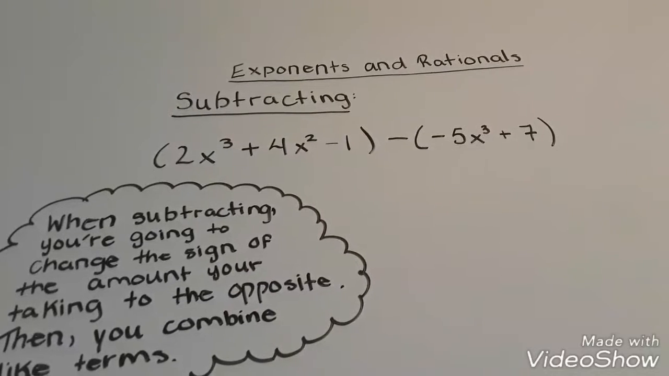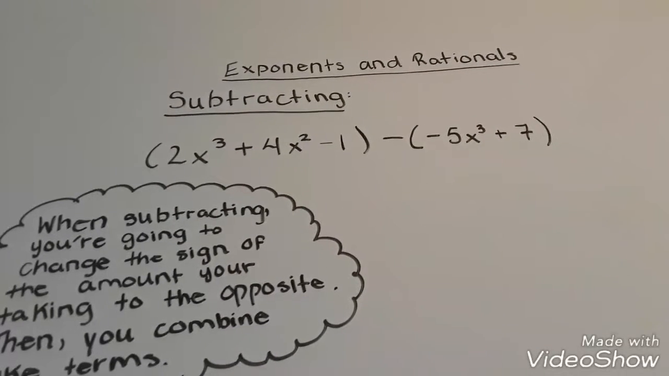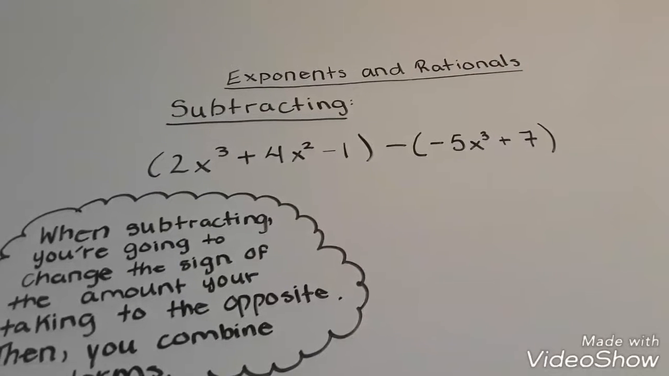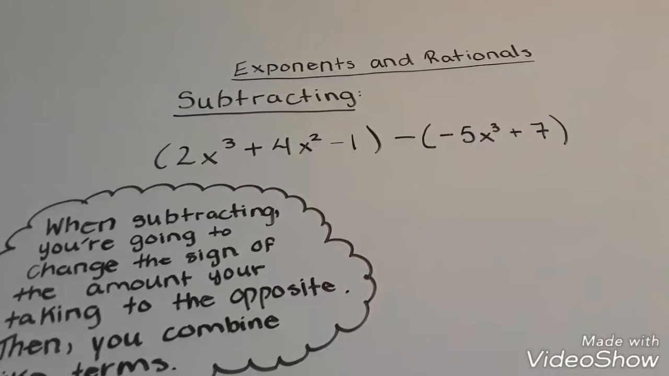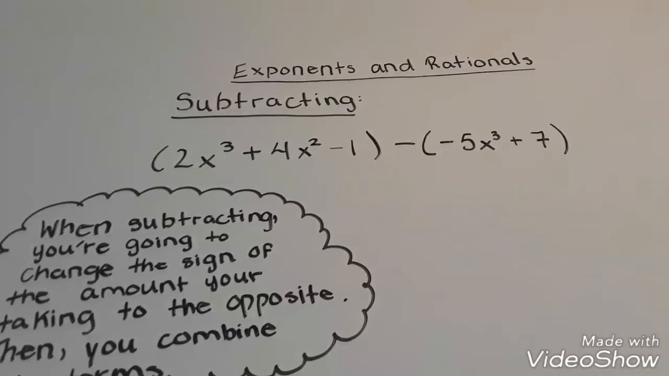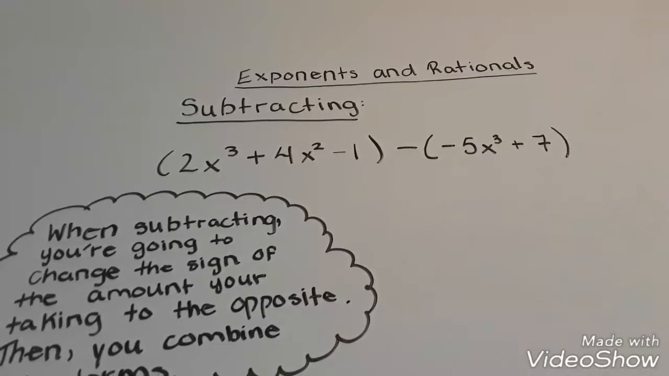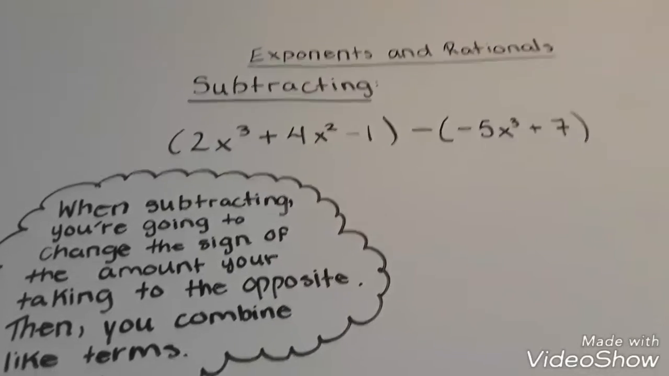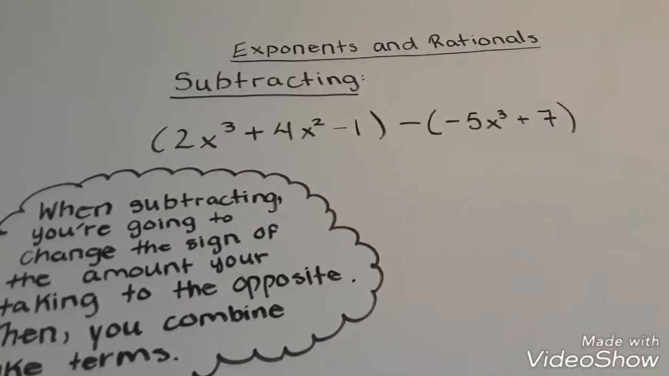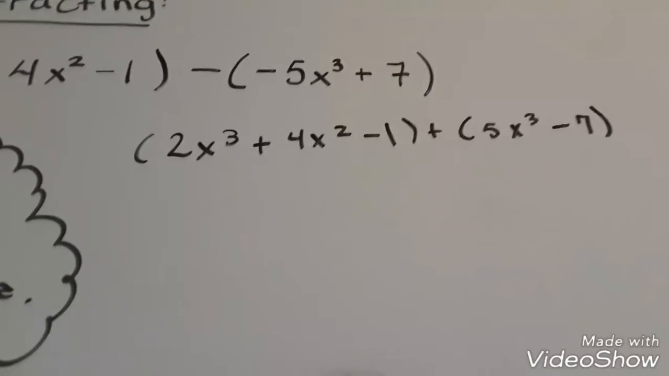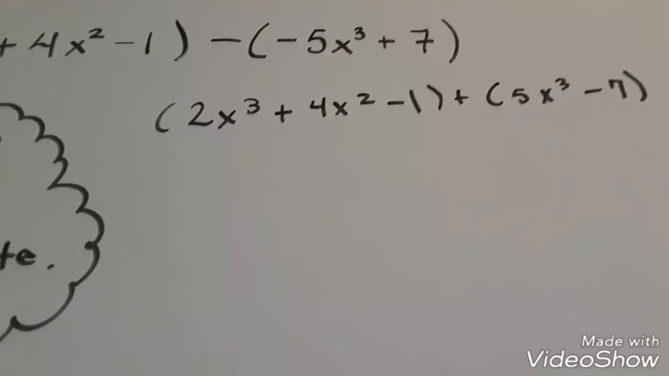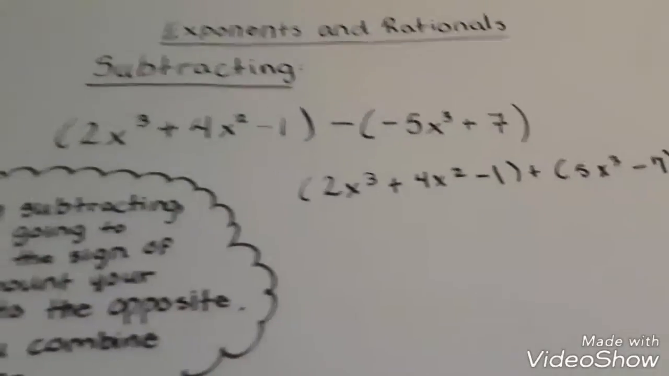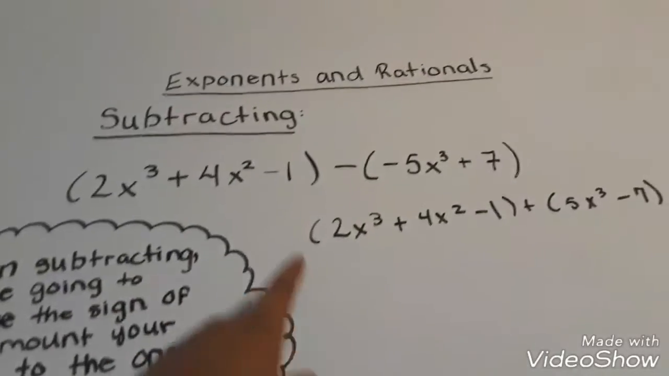Well, I'm going to be taking the sign of the negative 5x to the third power and switching it to positive 5x to the third power, and taking the sign from the positive 7, I'm going to take it to negative 7. So my equation should look like this. Now that I've rearranged my equation to an addition, because what you're doing when subtracting is just switching around the signs. See?